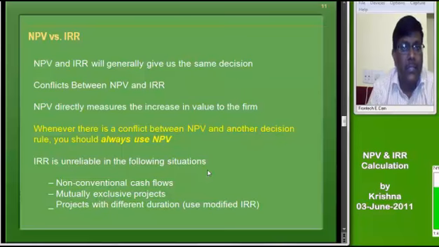IRR cannot be used to compare projects of different duration. If the project life is different, there also we cannot use IRR as the decision making tool. We have to apply modified IRR to select the projects. This modified IRR considers the cost of capital of the firm. In the same way for NPV, we have to find the modified net present value to make decisions.